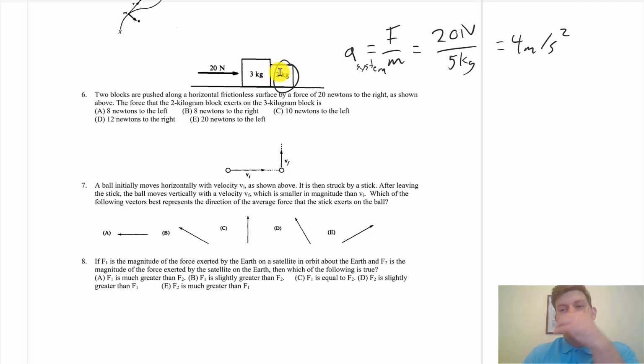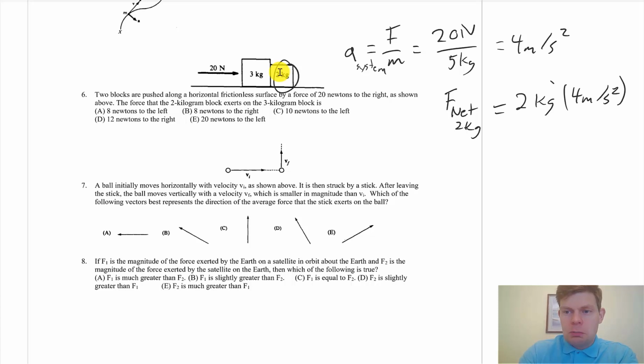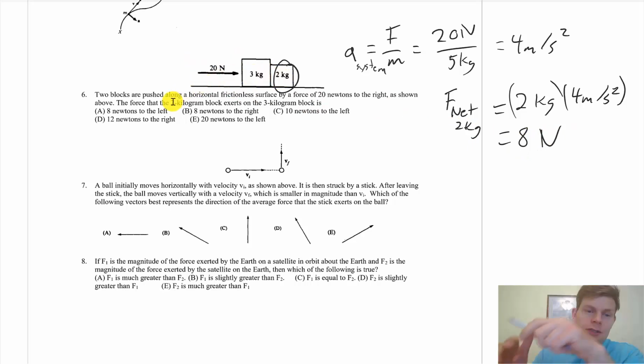And so if this 2 kilogram block is going to go at 4 meters per second squared, it's going to need a net force of 2 kilograms times 4 meters per second squared, which is just 8. We solved this by talking about the force the 3 kilogram block would exert on the 2 kilogram block, though of course that is not what the question is actually asking for. The magnitude is the same, but the direction is opposite. So the 2 kilogram block would push the 3 kilogram block to the left. And that's it.